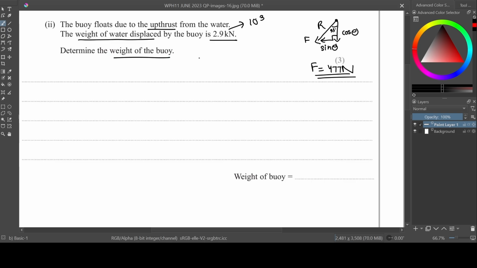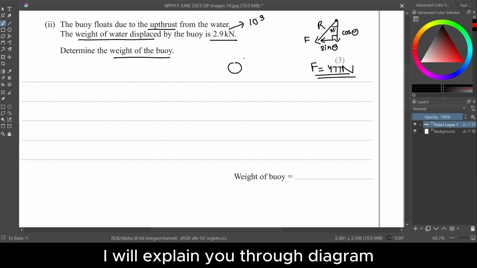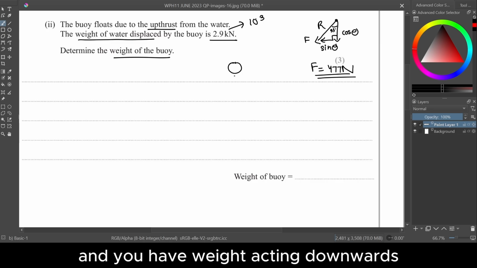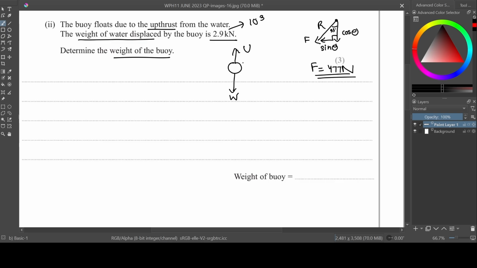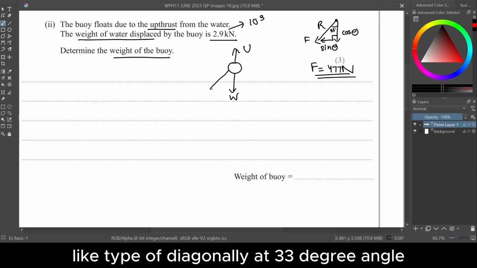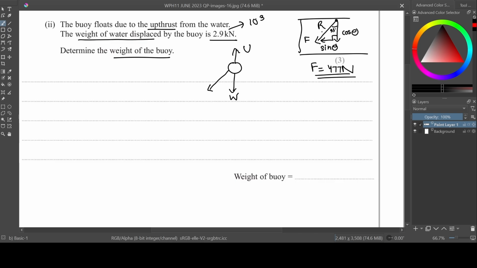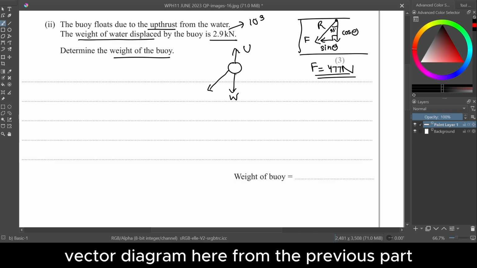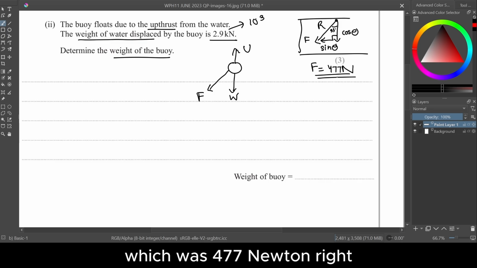Okay, so it's a very simple question. We will use the diagram. I will explain it to you through the diagram. So this is our buoy, and you have weight acting downwards and of course upthrust acting upwards, and you have one more force which is acting diagonally at a 33-degree angle. I have drawn the vector diagram here from the previous part, and this is your F force, which we found from the previous part, which was 477 newtons, right?